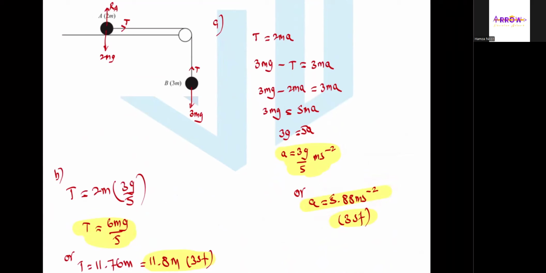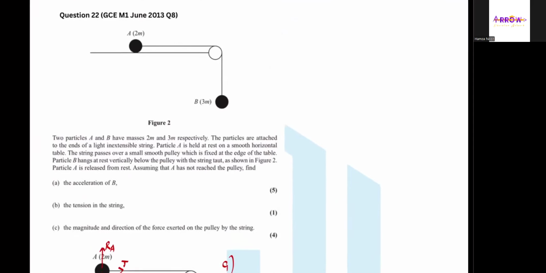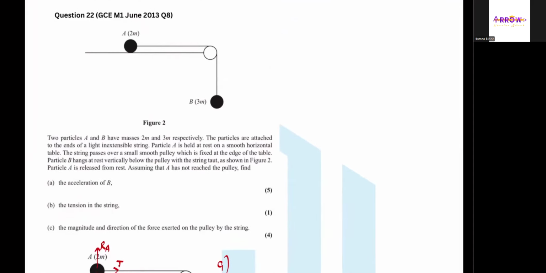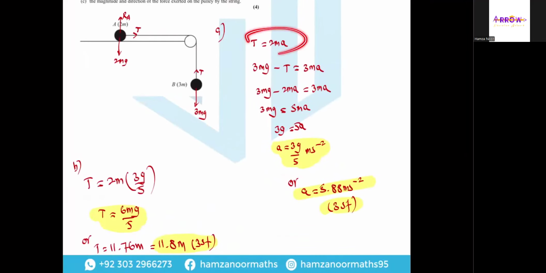But when the requirement of the question is to find in terms of g, then you need to leave your answer in terms of g. That's compulsory in that particular scenario. Okay, then we have part B. In part B, we need to find the tension in the string. Okay, we need to find the magnitude of T. So T is basically 2ma, and in place of acceleration, we are just going to write 3g over 5. So either you can write your answer as T is equal to 6mg over 5, or you can use the value of g over here.